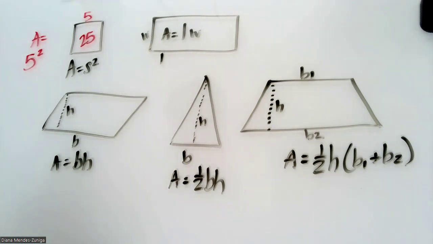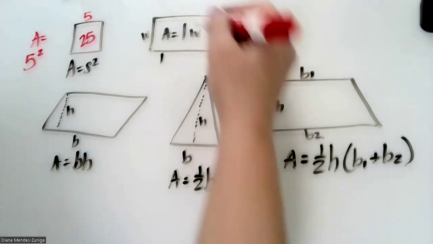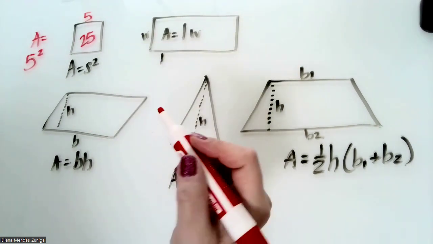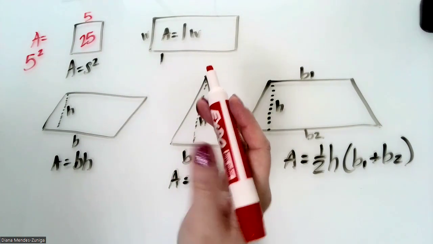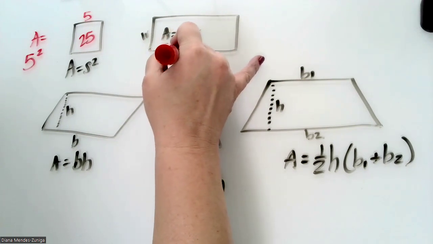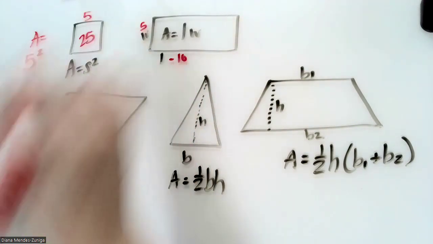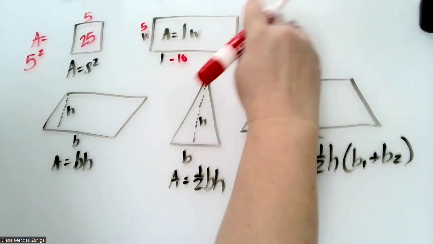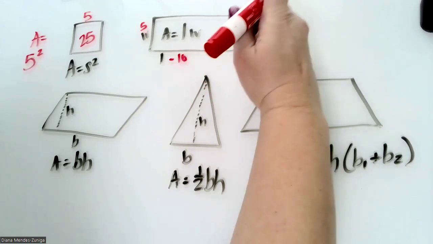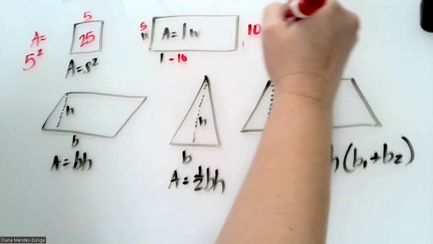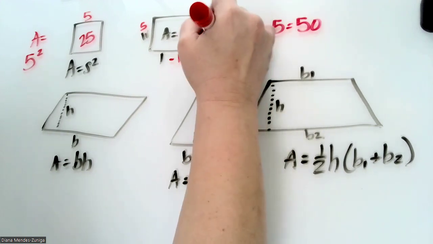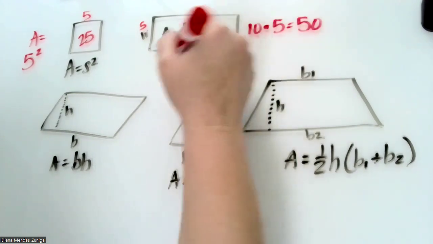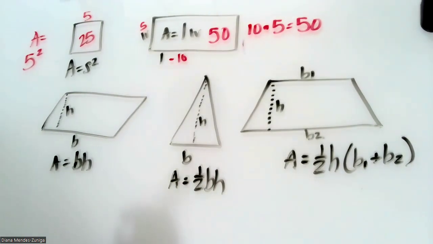Now let's move over to the rectangle. The rectangle's area is length times width. So you would have values assigned to your length times width. Let's say that your length was 10 and your width was 5. Let me do it the correct way: length times width, 10 times 5, and that would give you an area of 50 for this rectangle, because your length of 10 times your width of 5.